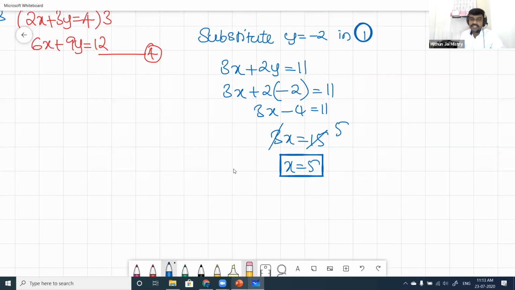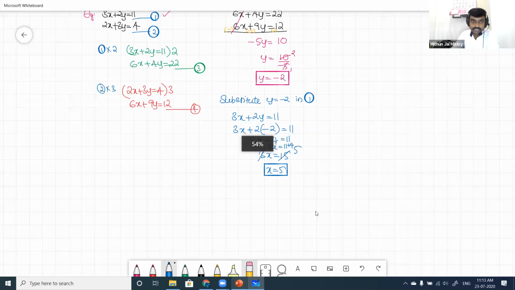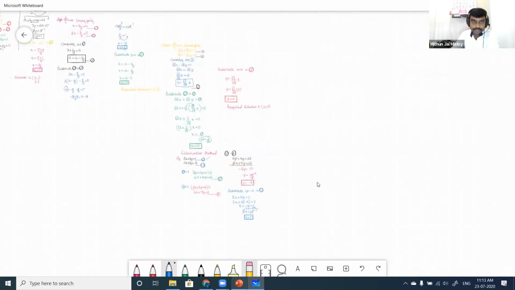Now Manpreet will ask me again, sir, how are we getting 15? Manpreet, it's for you. 3x equals 11. Minus 4 will go that side and it will become plus 4. So 11 plus 4 is 15. This 3 will go that side. It will become by 3. Right? Finally here I did not conclude. You should conclude, Nana. You should conclude.